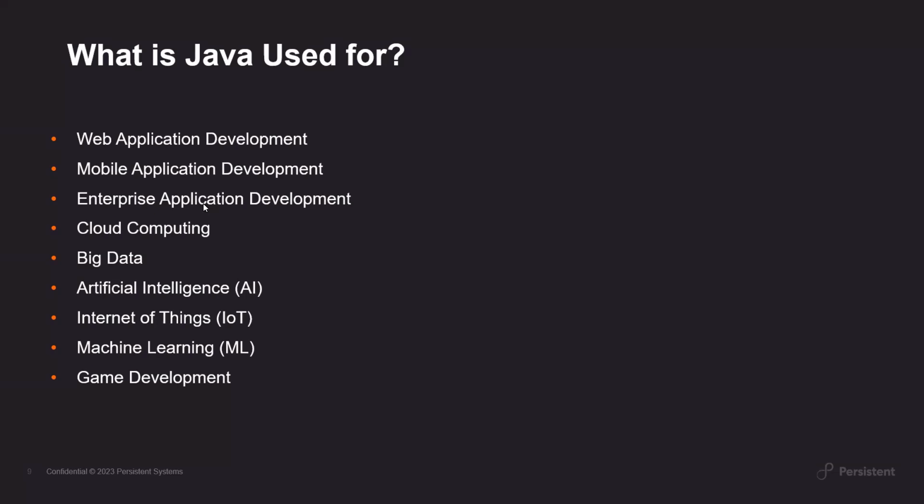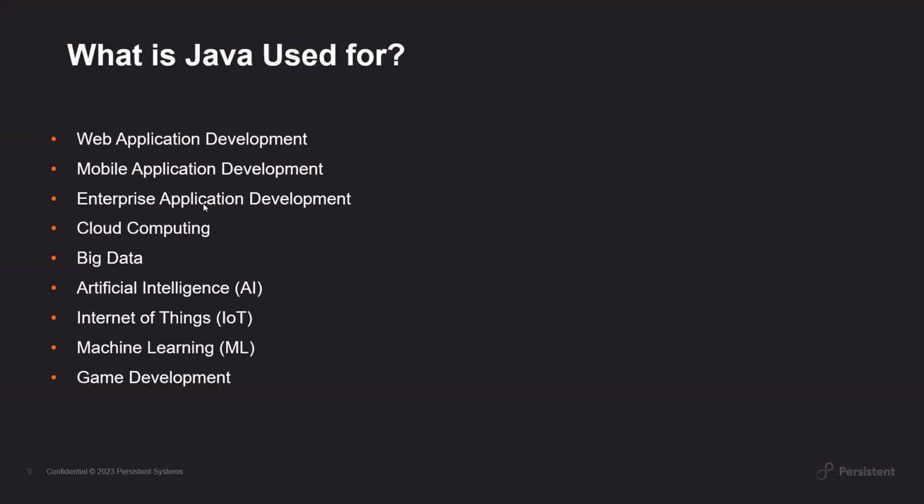Next is mobile application development. As you see in Android, Java is the main component while developing Android. So Java is a language of choice for building Android applications which are used by billions of people worldwide. And Java is also used in the development of cross-platform mobile applications such as PhoneGap, Xamarin, etc.